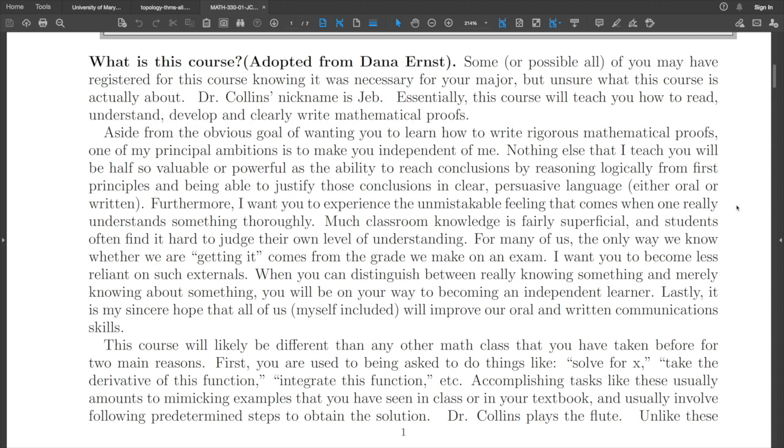We're going to figure out how to produce proofs, how to come up with the idea of why a statement is true, and then how do we write it down in a way that other people can learn from the creative action that we have done in producing this proof.